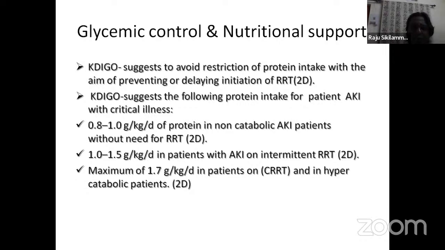KDIGO suggests the following protein intake: in critical illness, 0.8 to 1 gram per kg of protein in non-catabolic AKI patients without need of RRT. Then for patients on intermittent hemodialysis, they suggested 1 to 1.5 gram per kg of protein. And for patients in hypercatabolic states on CRRT, they suggest up to 1.7 gram per kg of protein per day.